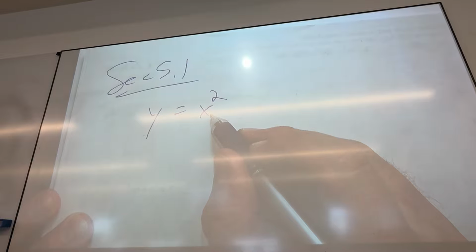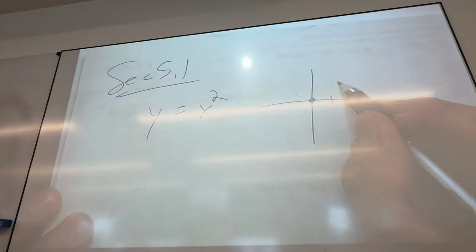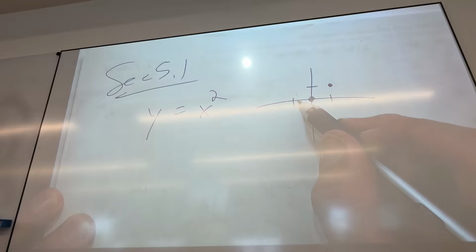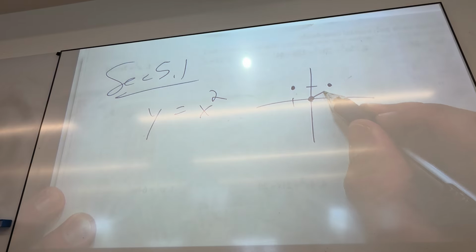Can somebody remind me? Do you guys know what that looks like? If I graph it, yes. 0 squared is 0. What's 1 squared? What's negative 1 squared? 1. So there's that shape, yes?